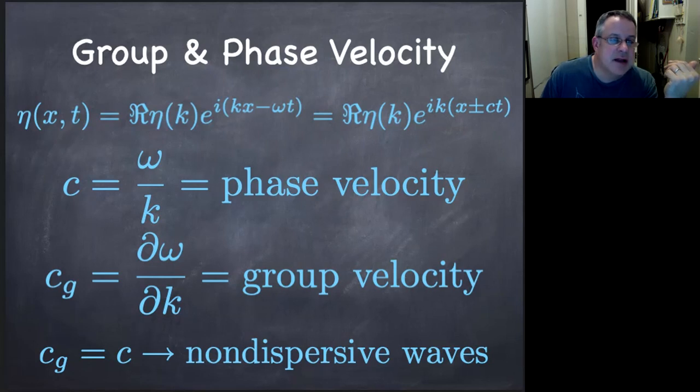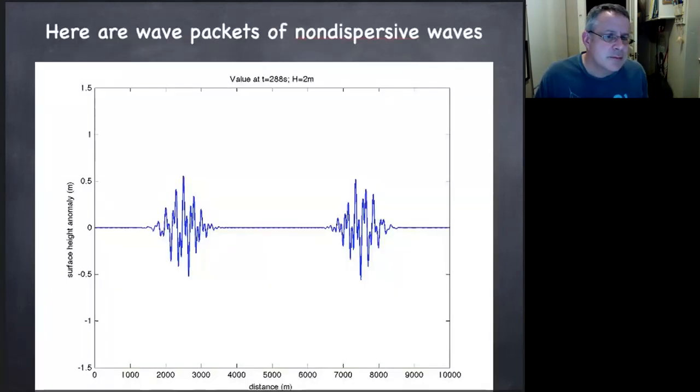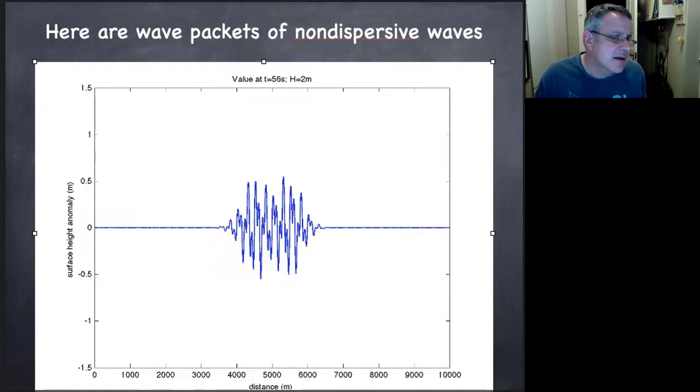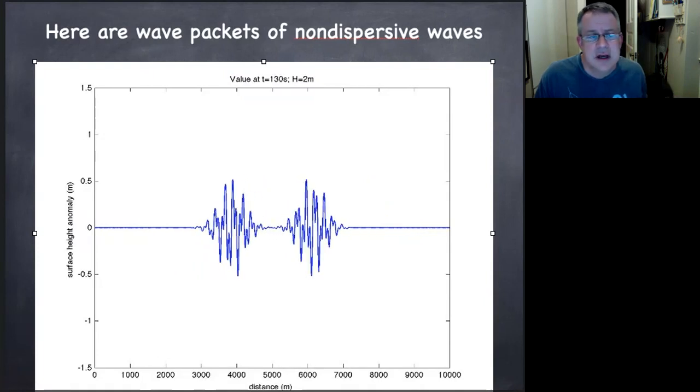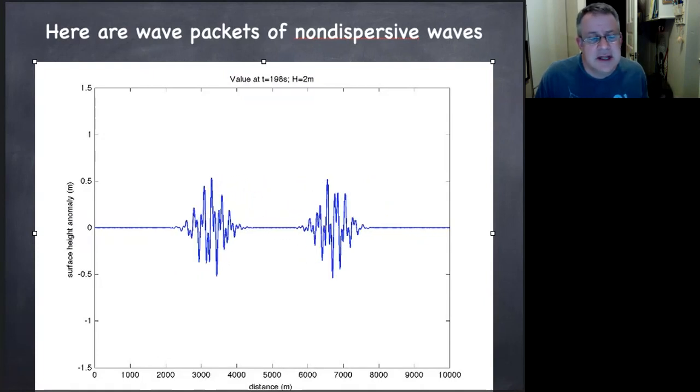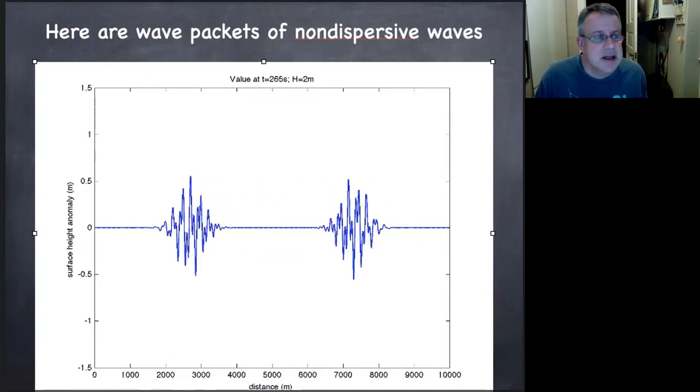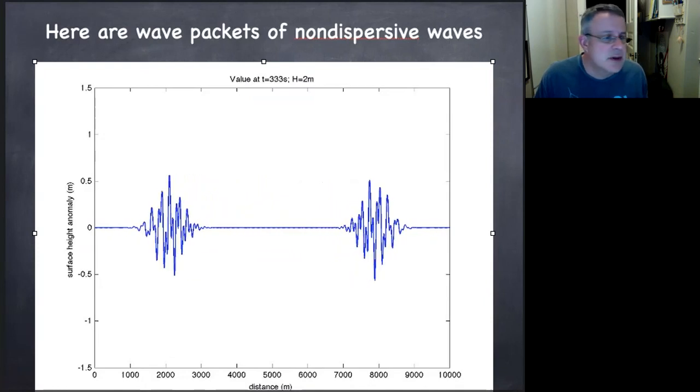If we take d omega dk, that's d by dk of k times c, and c is a constant, so just c is equal to d omega dk. Therefore, the non-dispersive waves have the group velocity equal to the phase speed. But we knew that anyway because the group of waves back here was propagating exactly the same as the speed of the crests and troughs. So it's not surprising, when you have the sense of what a non-dispersive wave is, that the group velocity and the phase speed would be the same.